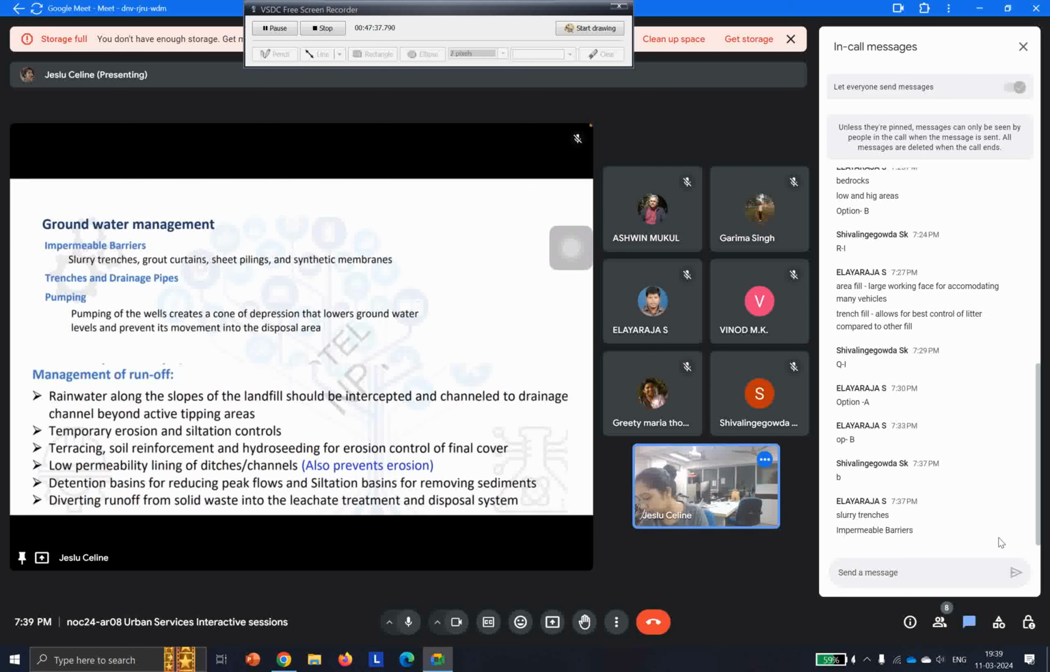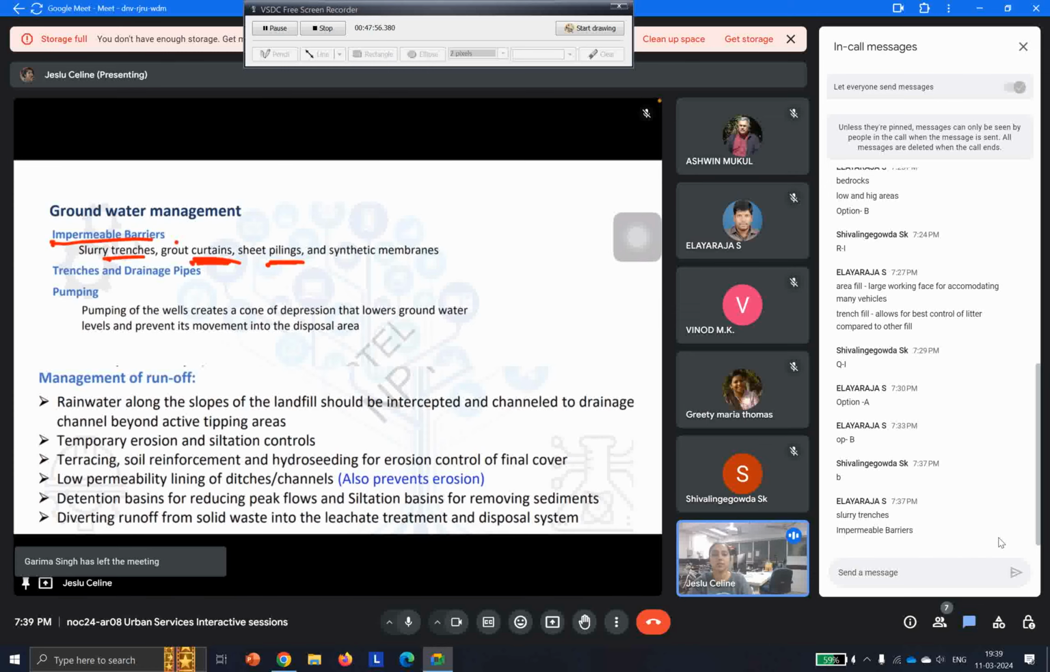This is what we discussed in our lecture also. So slurry trenches, grout curtains, sheet pilings, etc. are impermeable barriers which are created. It's usually in the form of an insulated material, and then you will have a pipe which takes the leachate outside. So you have this barrier adjacent to these pipes. And for management of surface runoff, we have terracing, detention basins, hydroseeding, etc. Right. Let's proceed on to the next question.